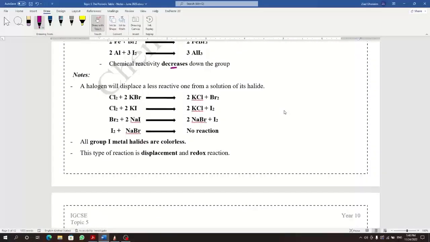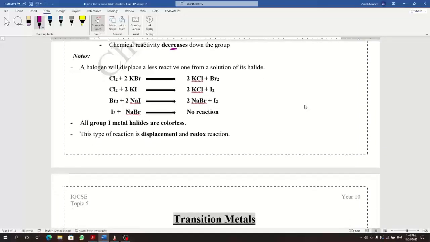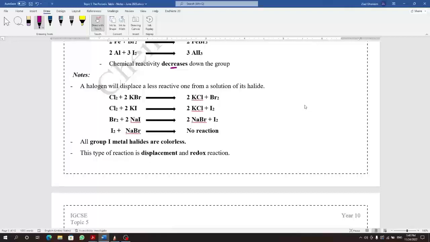Okay. A halogen will displace a less reactive one from a solution of its halides. If we want to arrange the halogens according to their reactivity, it will be like that: fluorine, chlorine, bromine, and iodine. Right? As we go down, their reactivity decreases. So, if fluorine is more reactive than chlorine, then fluorine will just replace chlorine in its salt.